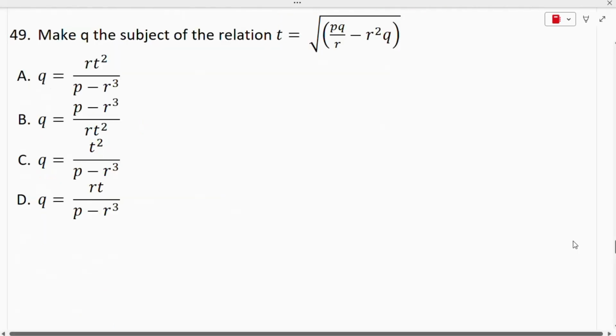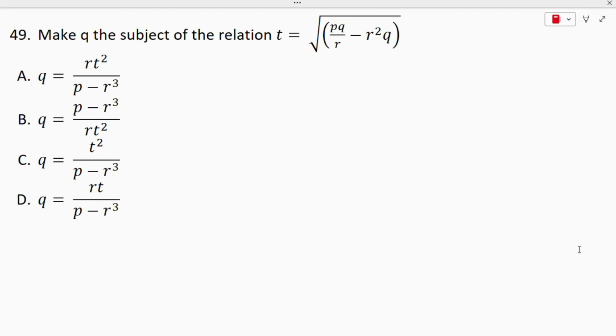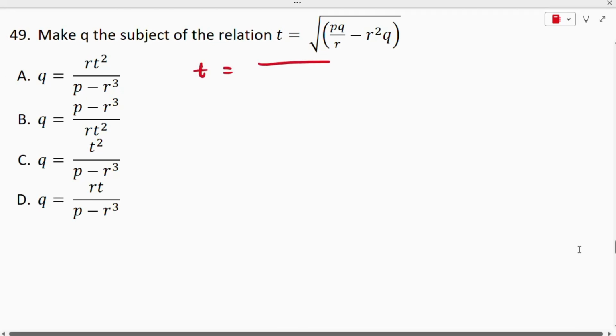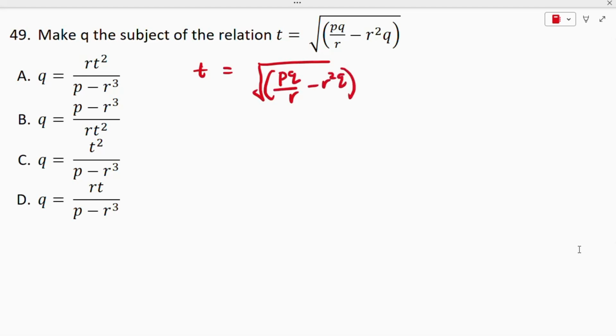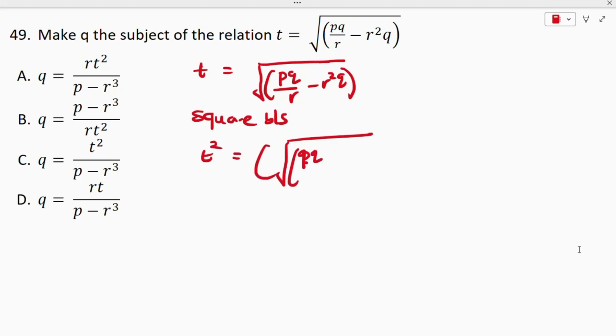Question number 49. Make Q the subject of the relation T equals the square root of PQ divided by R minus R squared Q. We are to make Q the subject of the formula. So the first thing, guys, we want to do, we have T is equal to the square root of PQ over R minus R squared Q. First thing you have to do is square both sides. So we have T squared is equal to the square root of PQ over R minus R squared Q, all squared.